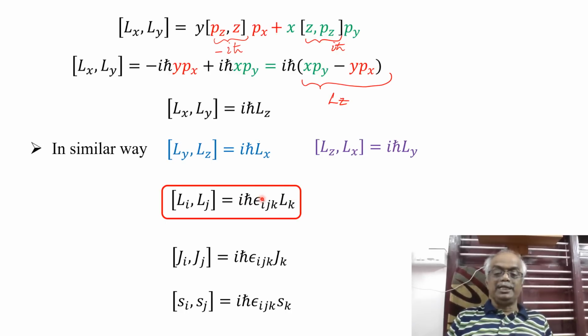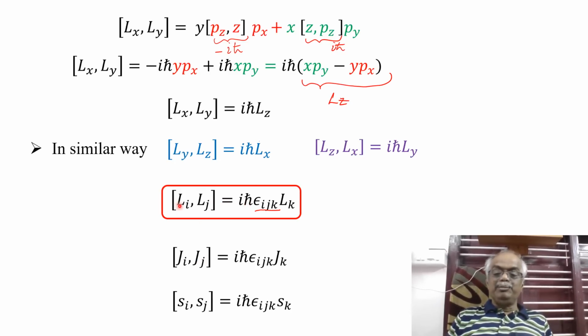Here, you know the meaning of epsilon. If any two indices are the same, for example if i and j are the same, then this will be zero. If ijk is cyclic, then the symbol will be plus. If it is not cyclic, then it will be minus.